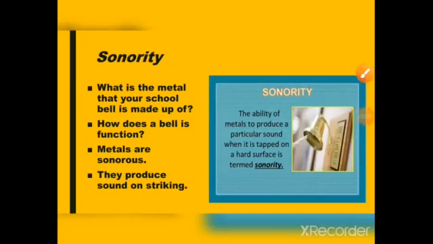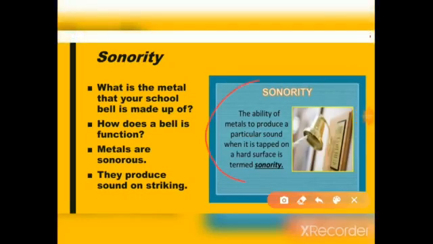Sonority: now if you try to see in the picture, here you can see a metal bell. The ability of metal to produce a particular sound when it is tapped on a hard surface is termed sonority. What is the metal that your school bell is made up of? How does a bell function? Metals are sonorous. They produce sound on striking.